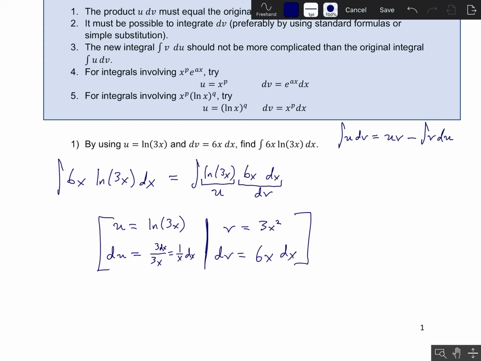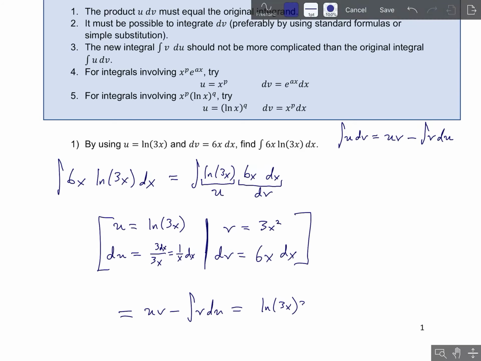So this is what we get as our u, v, du, and dv. And now we're going to take the integral that we started with, which was the integral of u dv, and I'm going to substitute in the right-hand side instead. So I'm going to rewrite this as u times v minus the integral of v du. And in this case, because we've already computed all of these things, we can just plug them in.